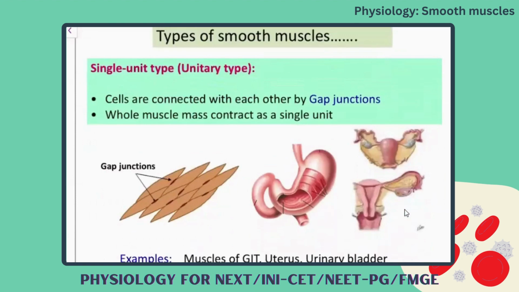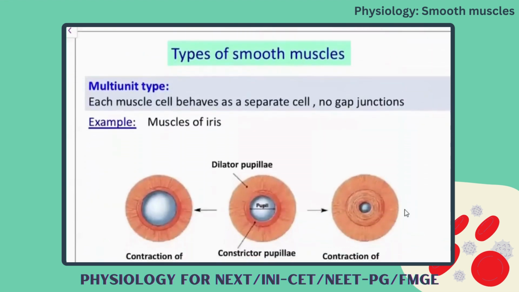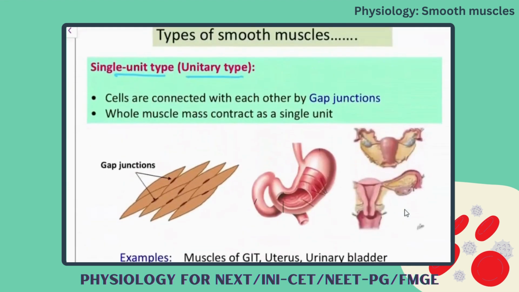It is of single unit type, that is unitary type, and it is of multi-unit type. First we will see the single unitary type. Here the cells are connected with gap junctions. What is the protein in the gap junctions? Connexins. This is the junction between the cells. What is the main function of gap junctions? Signal transmission, electrical activation; all the transmission of signals takes place through the gap junctions.